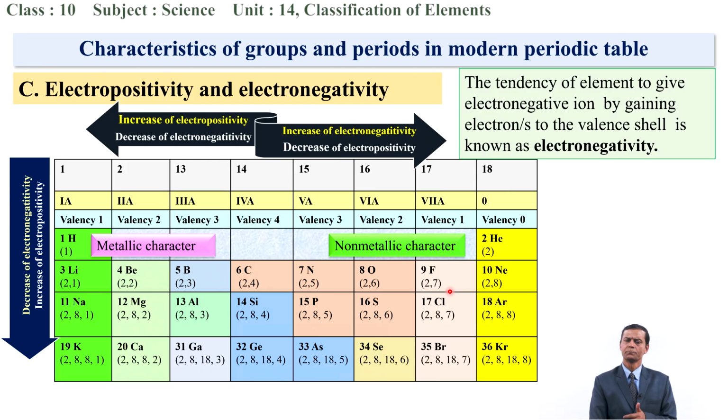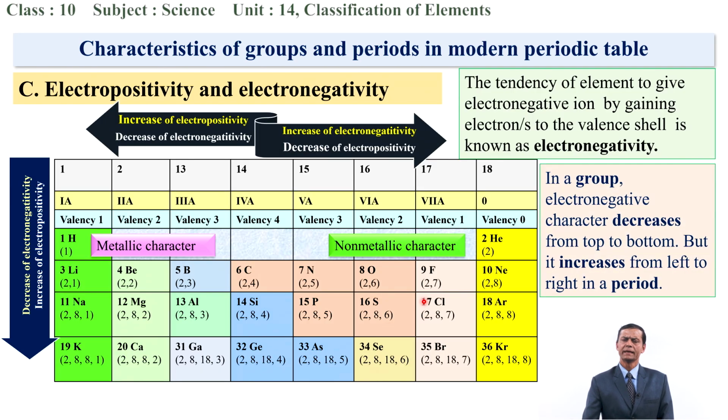It gains 1 electron. Fluorine, chlorine, bromine are electronegative. Similarly, oxygen gains 2 electrons. Sulfur gains 2 electrons. These are electronegative. In a group, electronegative character decreases from top to bottom, isn't it? Top to bottom, look here, electronegative character goes on decreasing because atomic size increases. But left to right in a period, it goes on increasing.